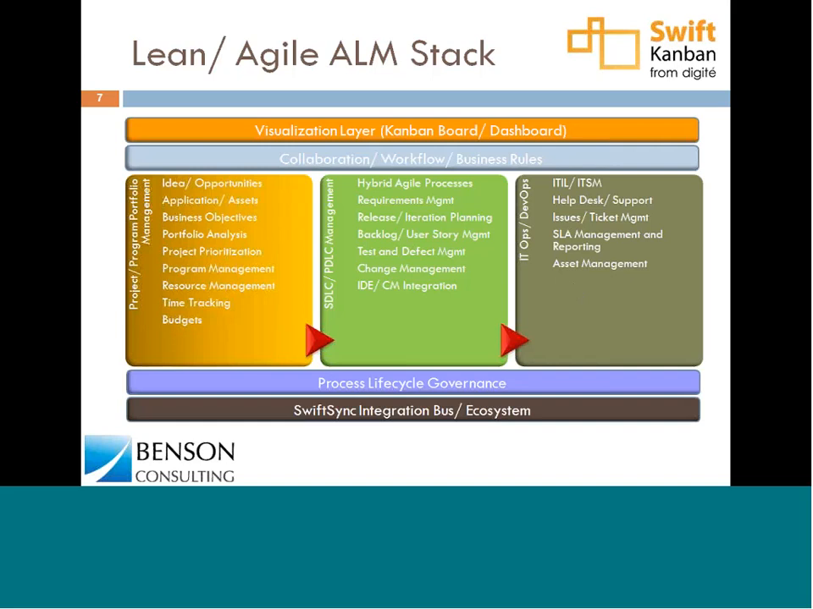We also have underlying process lifecycle capability that allows our customers to define a variety of different processes. Most of our customers have a combination of lean and agile as well as traditional methods that they might be using for different types of products and applications and projects, and we provide coverage for that. And underlying all of that is a strong integration bus capability, which we call Swift Sync, which allows our products to integrate with a variety of tools that you have in your organization to make sure that you have complete visibility across the overall development or implementation lifecycle.